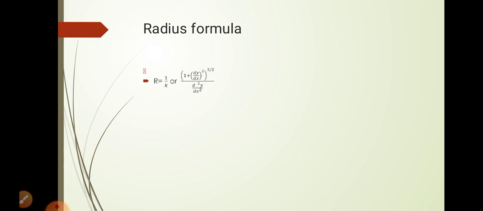So for the radius formula, we have r is equal to 1 over k, or the quantity 1 plus (dy over dx) to the power of 2, all to the power of 3 over 2, over d to the power of 2 y over dx squared. So what is the radius of curvature formula? The distance from the vertex to the center of the curvature is known as the radius of curvature, wherein r represents the radius.